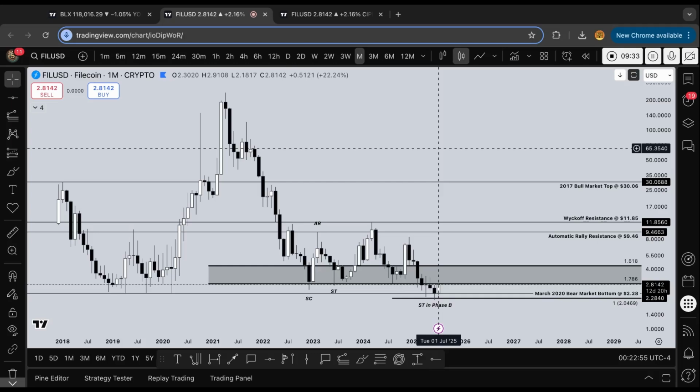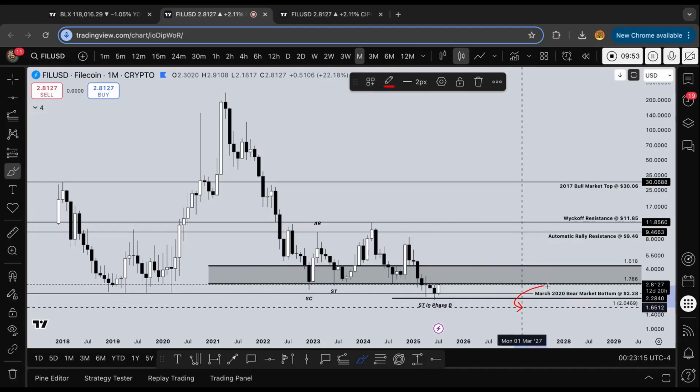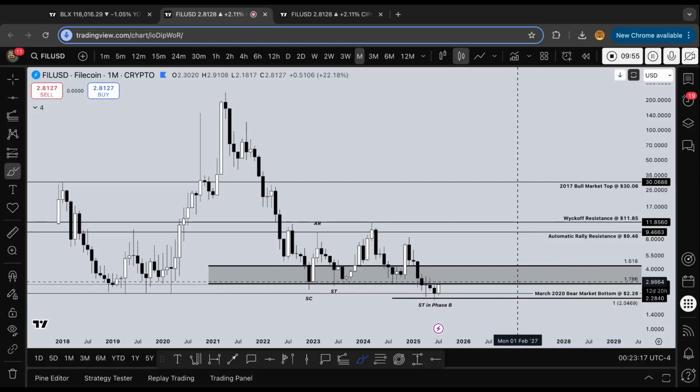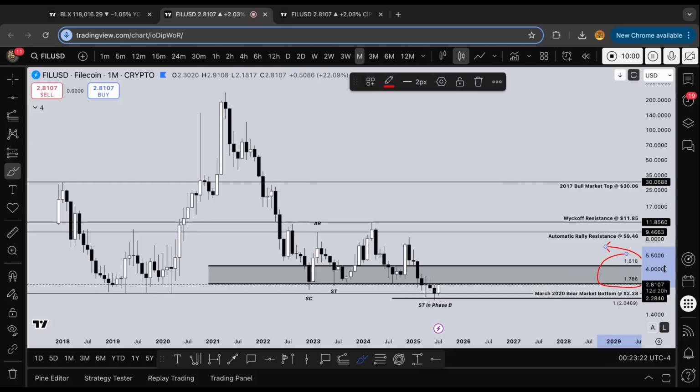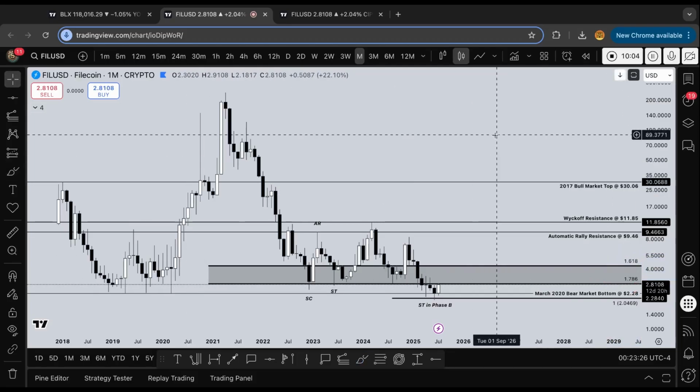Now, I'm not saying go full portfolio all in on Filecoin. For me, Filecoin makes up less than a 1% weighting in my portfolio, solely because of the fact that there is no bullish impulse, really. I'm just sort of gambling, okay? I will say the word, I'm gambling on the fact that the secondary test in phase B is completed below the 2020 March bear market bottom and tagging the 1-to-1 trend-based fib extension, and hopefully we recover the 1.618 to 1.786 Fibonacci retracement.